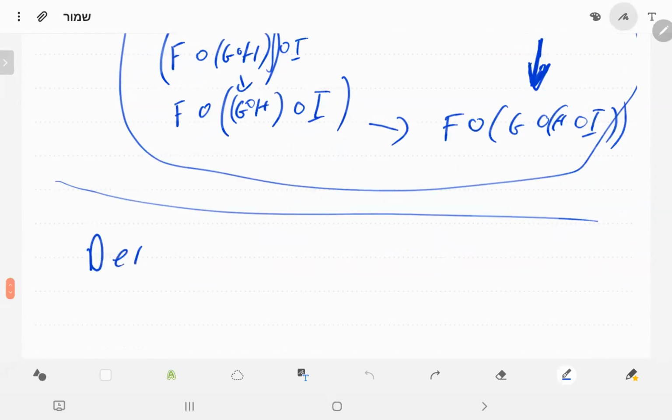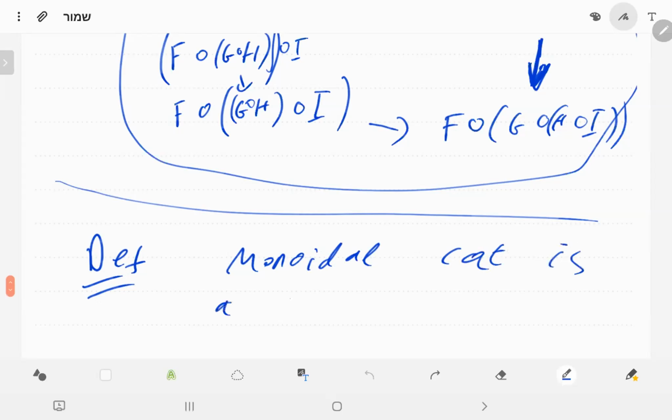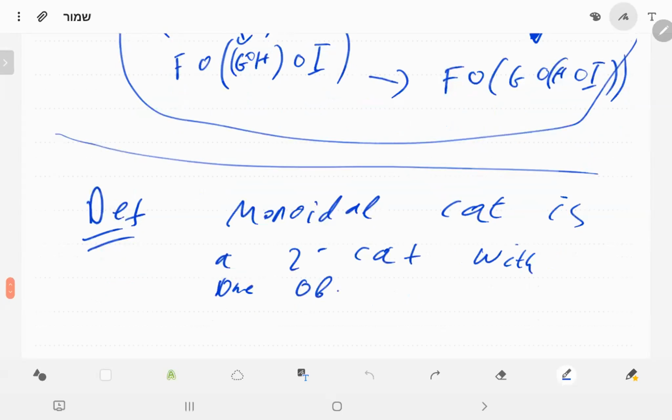So definition, monoidal category is a two category with one object.